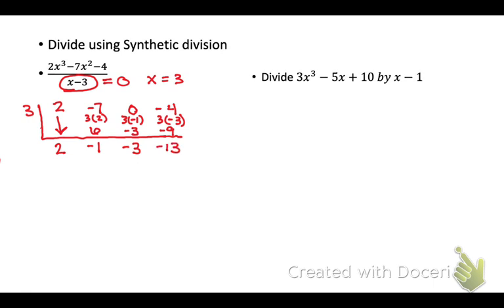So for the first one, you just drop the first number? Every time. The leading coefficient drops down every single time. I'm already confused. We've only done one problem. Take a breath. Okay. This last number is always your remainder.